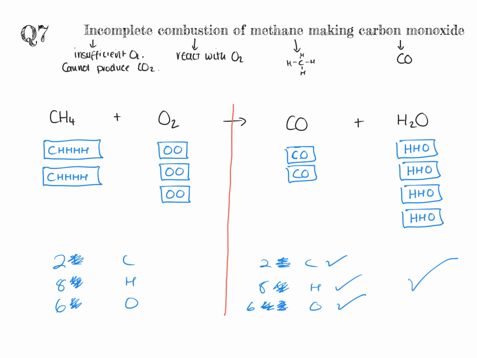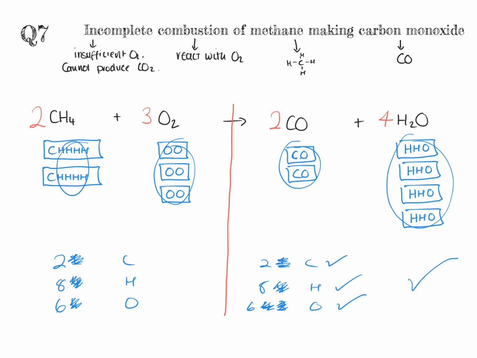Don't forget the final step. We now need to say how many of each of these boxes we have got by putting some big numbers in front of these chemicals. So, how many times have we got the methane box? Twice, so we put a big 2 there. How many times have we got the oxygen box? 3 times, so we put the 3 there. We've done carbon monoxide twice, and we've done water 4 times.